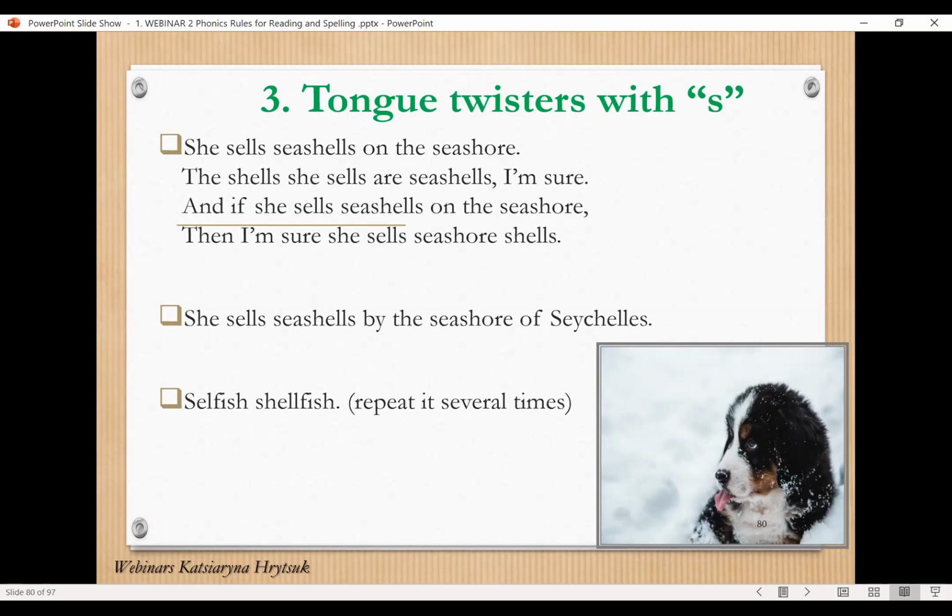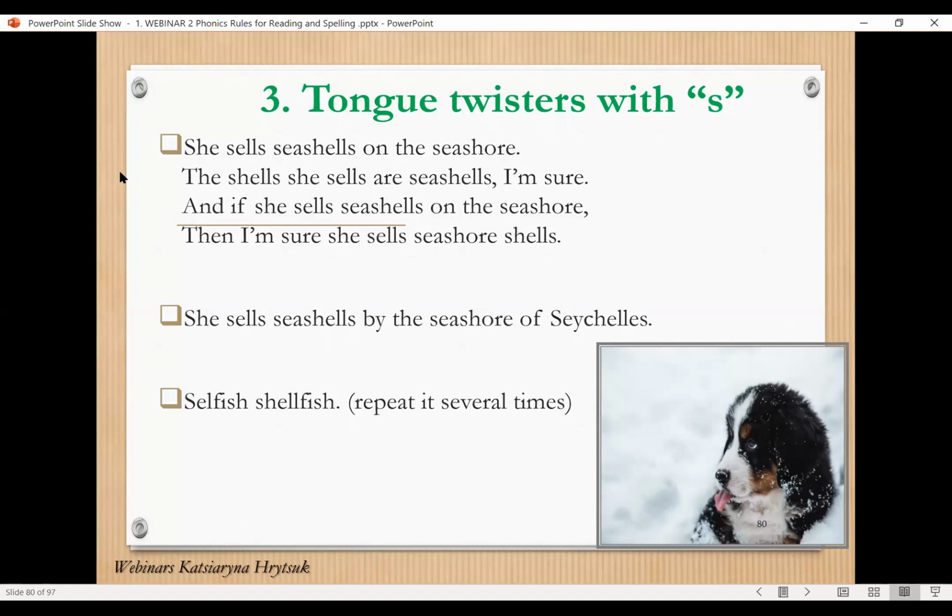So you can say like this. Look, the first: she sells seashells on the seashore. The shells she sells are seashells, I am sure. And if she sells seashells on the seashore, then I am sure she sells seashell shells. Okay? Try again, from the beginning, please.